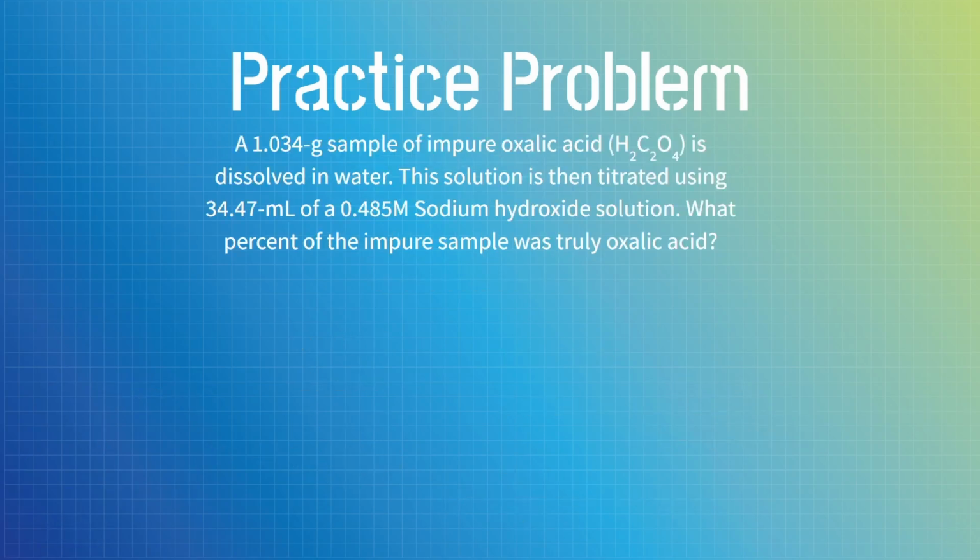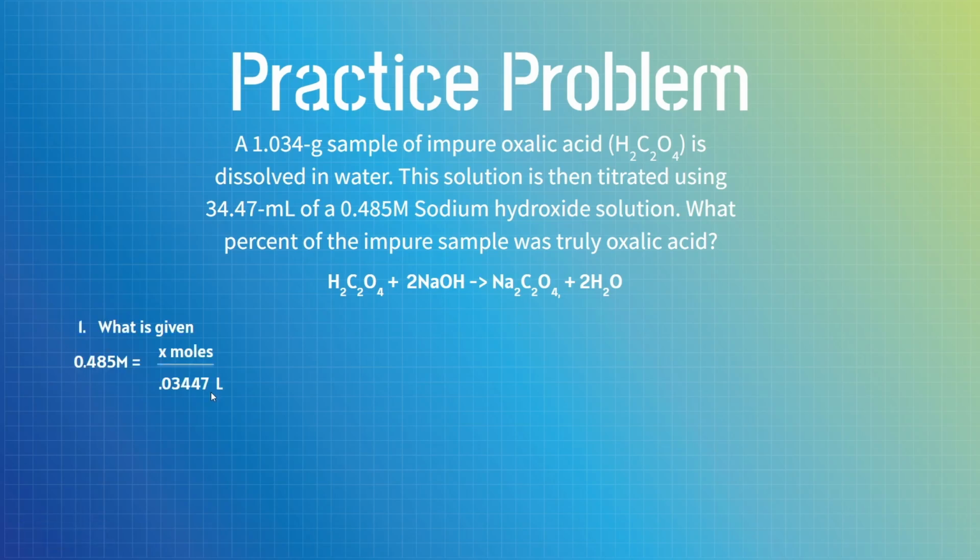Our next practice problem says a 1.034 gram sample of impure oxalic acid, H2C2O4, is dissolved in water. This solution is then titrated using 34.47 milliliters of a 0.485 molarity sodium hydroxide solution. What percentage of the impure sample was truly oxalic acid? So let's start by making our equation, which is H2C2O4 plus 2 NaOH becomes Na2C2O4 plus 2 H2O.